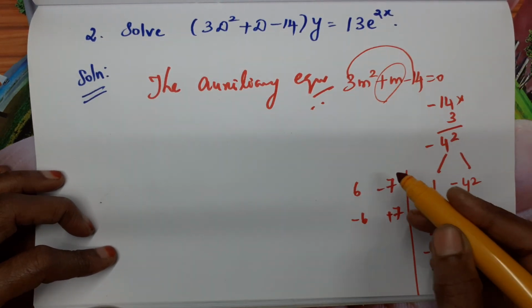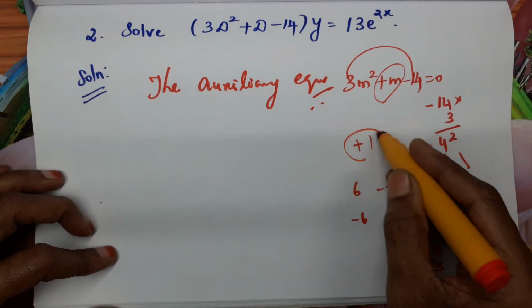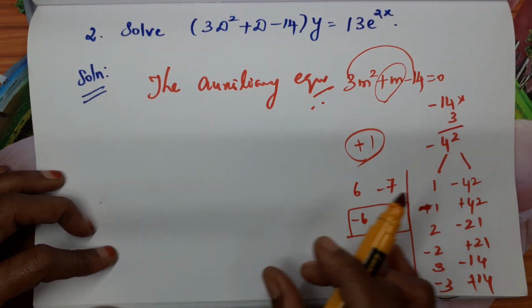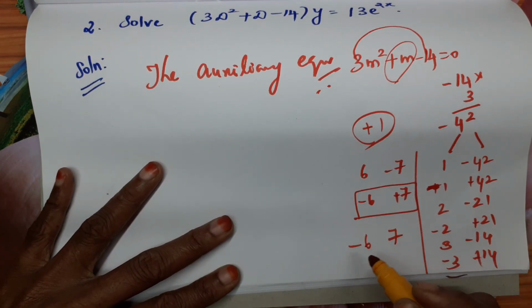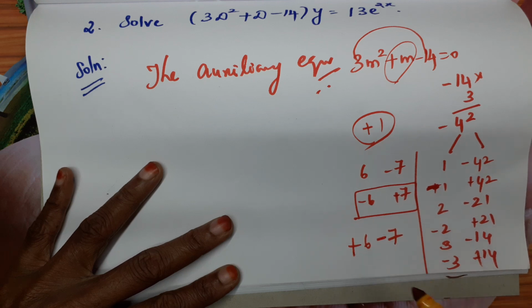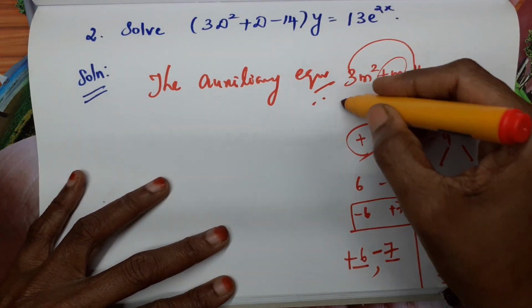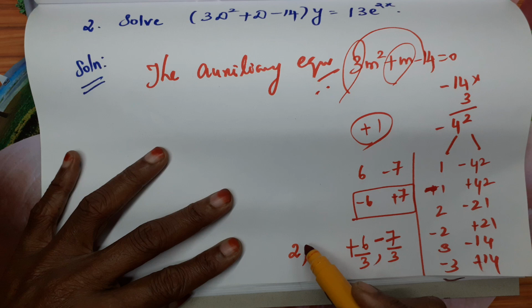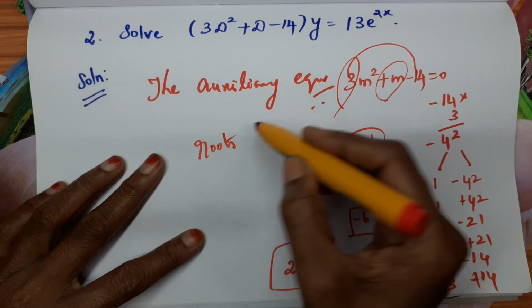What's the coefficient of m? It is plus 1. Out of all the factors, which will give the addition 1? This will give the addition 1. Am I right? Pick it out: minus 6 plus 7. We have to change the sign, so it is plus 6 minus 7. After changing the sign, divide both by the coefficient of m squared. So when we divide by 3, we get 2 and minus 7 by 3. These are the roots of the auxiliary equation.